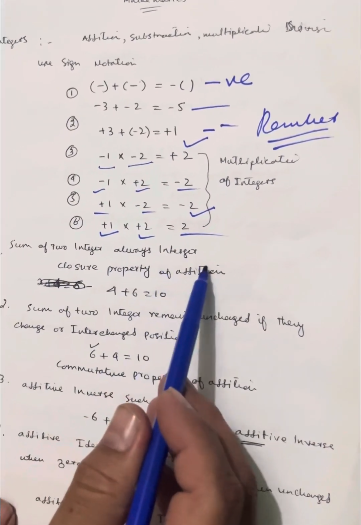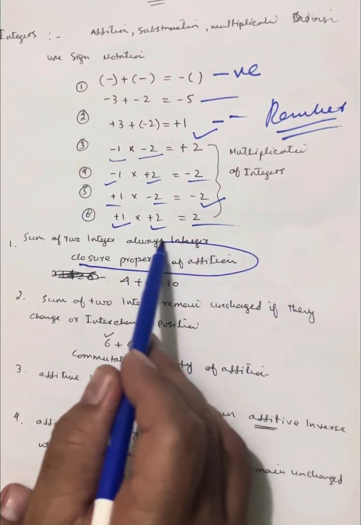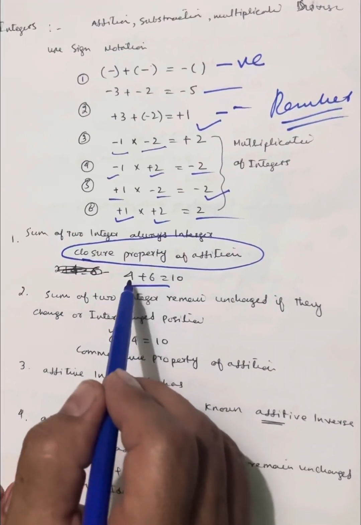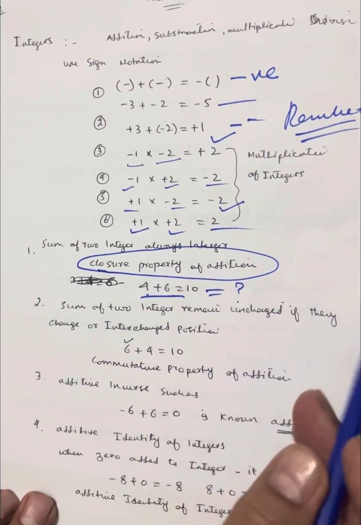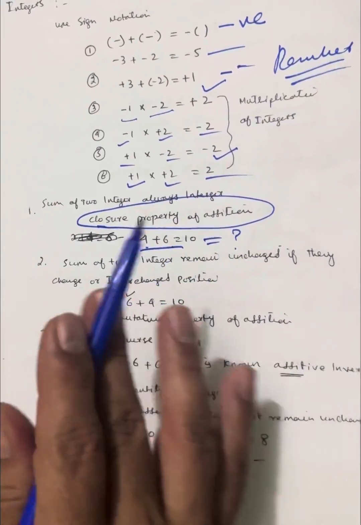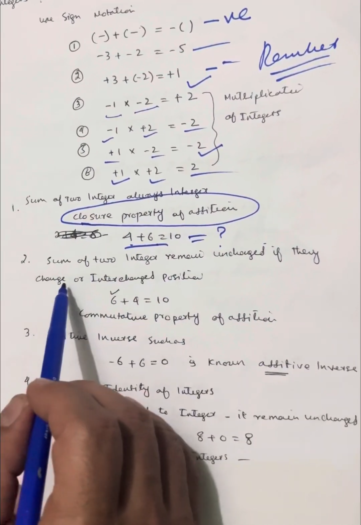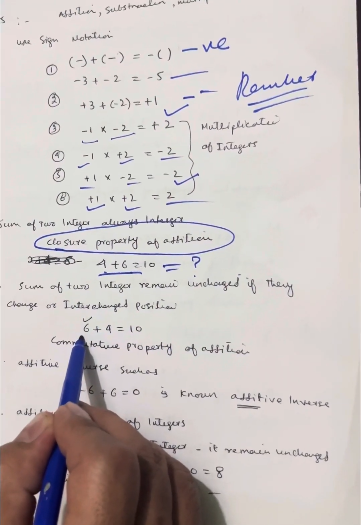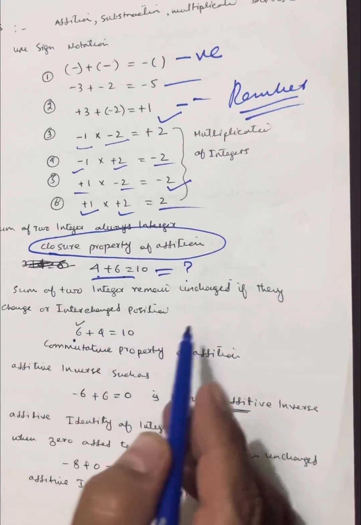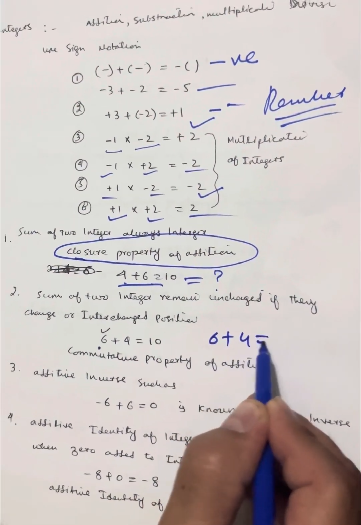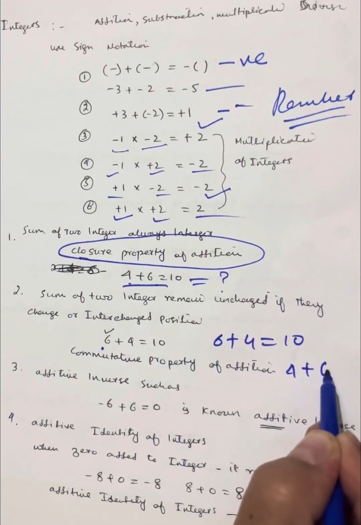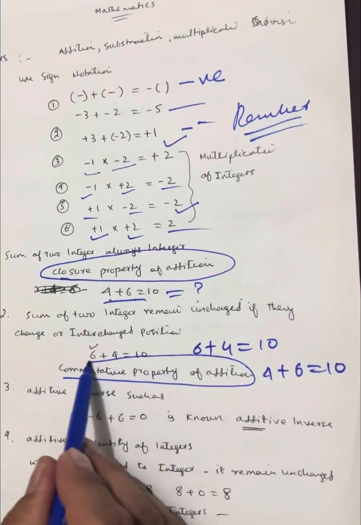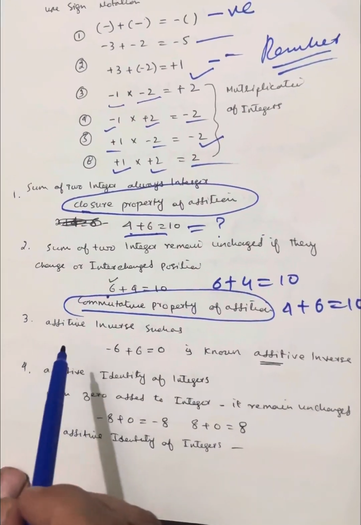The sum of two integers is always an integer. It's called the closure property of addition. 4 plus 6 is always an integer, which may be positive, negative, or 0. The sum of two integers remains unchanged if you interchange their position, like 6 plus 4 is equal to 10, or 4 plus 6 is also 10. So if you change the position, it's called the commutative property of addition of integers.